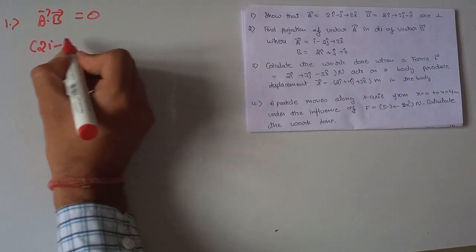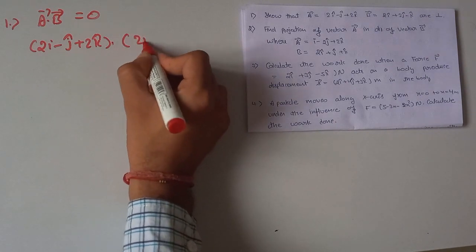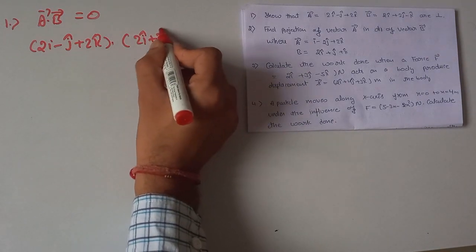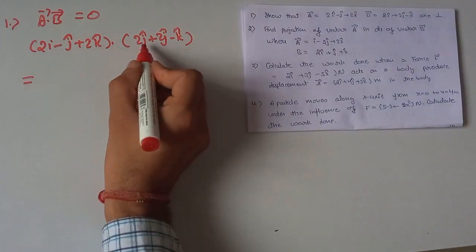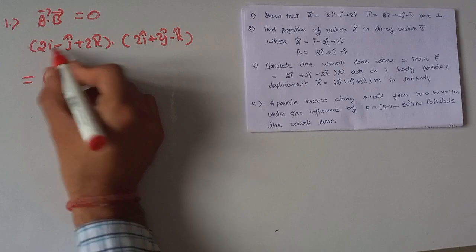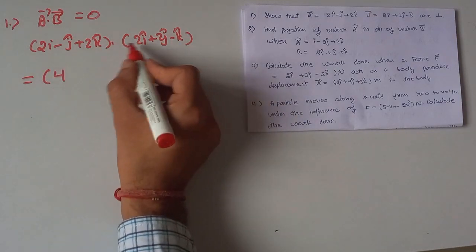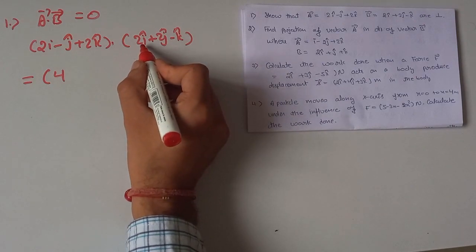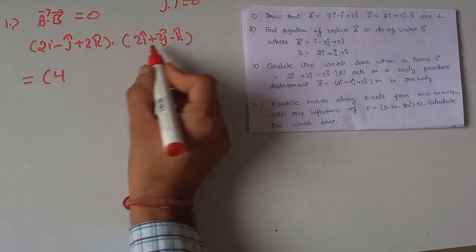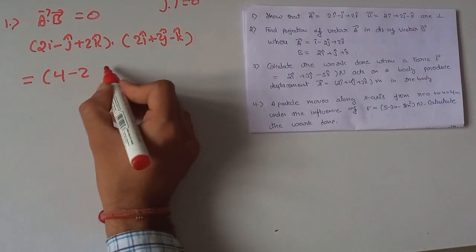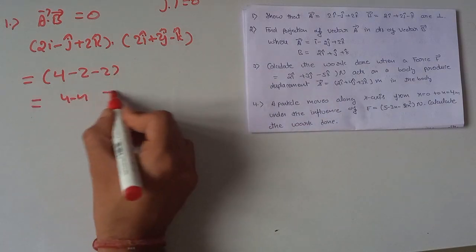Here, vector 2i minus j unit vector plus 2k, dot product with 2i unit vector plus 2j unit vector minus k unit vector. I dot I is equal to 1, so this is 4; I dot j is 0, I dot k is 0. Now minus j dot 2i is 0, because we know that j dot i is always 0. Now j dot j is equal to 1, so this is minus 2. Similarly, 2 minus 1 minus 2, which is equal to 4 minus 4, which is equal to 0.